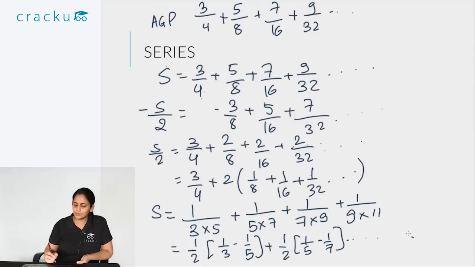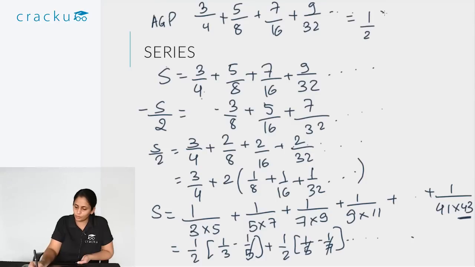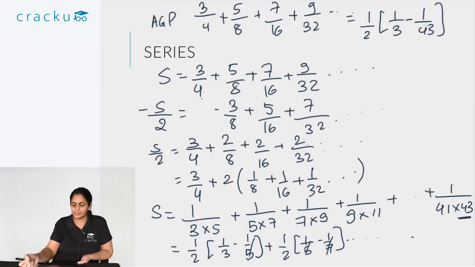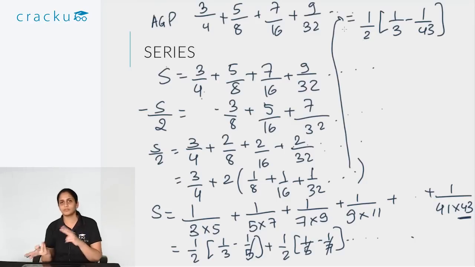So what you can see is that this 1 by 5 will cancel this 1 by 5, this 1 by 7 will cancel another 1 by 7 here. So ultimately I will be left with, suppose the last term of this is 1 by 41 into 43, just this last term. So I will be left with something like half into 1 by 3 minus 1 by 43, and then I can easily calculate and get the value of the sum of the series. So these are the two types of sum of series that come.